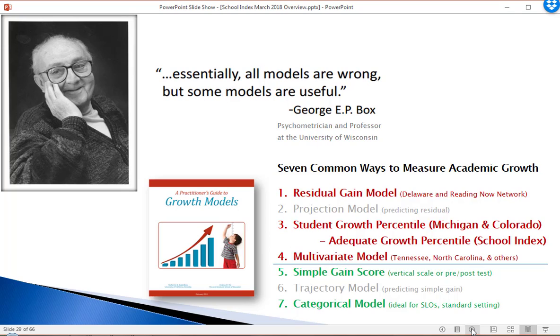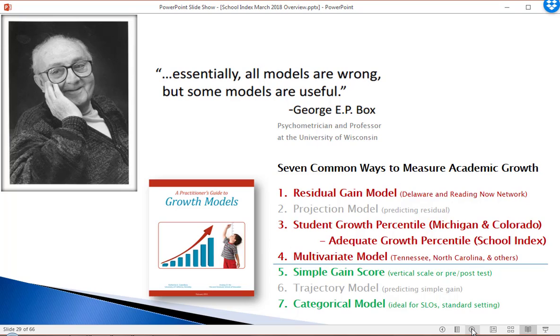Some more simple models, like a simple gain score, can be used with the PSAT 8/9, PSAT 10, and SAT because they're on a vertical scale. So we can simply subtract the previous score from the new score, even though it may be a different test, because it is on a vertical scale.